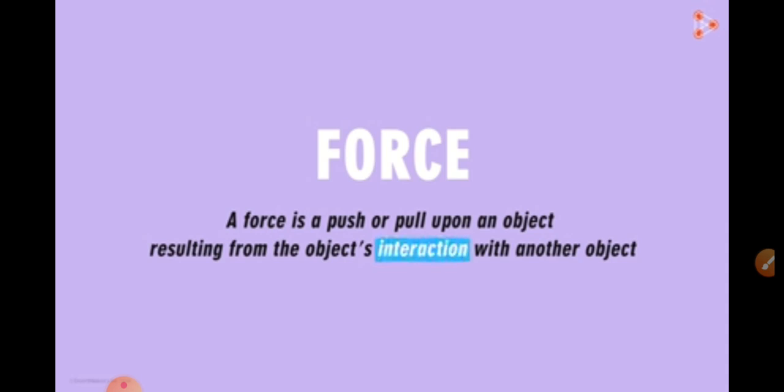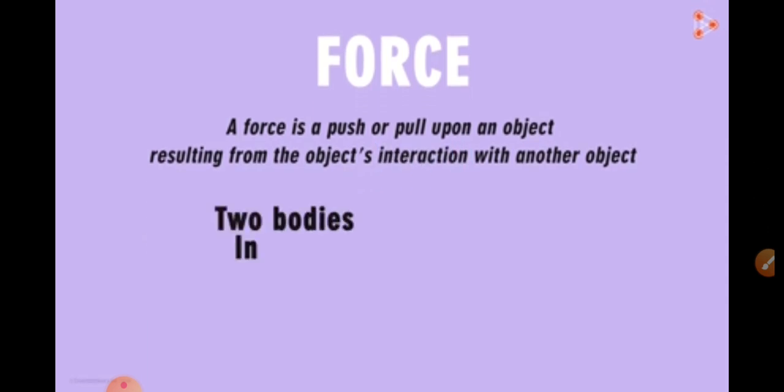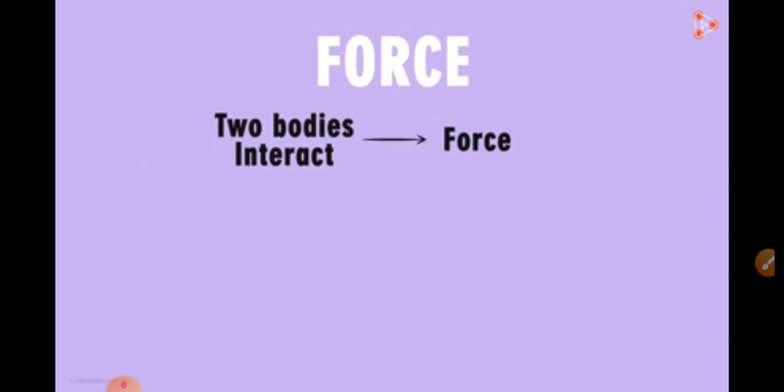Interaction between any two bodies. Whenever two bodies interact, each one of them applies force onto the other. But how do the bodies interact? Interaction between the bodies can be basically of two types.